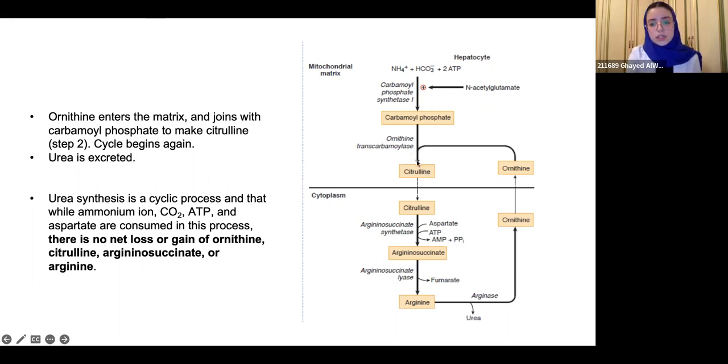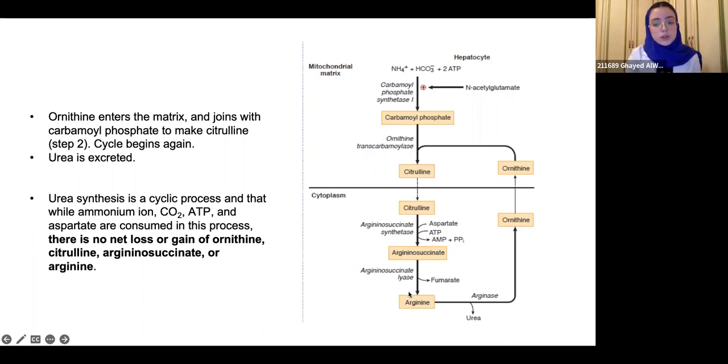Once we get citrulline, we said that citrulline sits in the cytoplasm, so it will move into the cytoplasm. And then we have our third reaction where citrulline combines with aspartate with one molecule of ATP, and we get argininosuccinate. And because we are synthesizing argininosuccinate, the enzyme is called argininosuccinate synthetase. And so once we make our argininosuccinate, we will break it down. And the enzyme is argininosuccinate lyase or argininosuccinase. And when we break down argininosuccinate, we get two substances. We get arginine and we get fumarate. And we said fumarate is going to leave the cycle. We'll see what happens to it later.